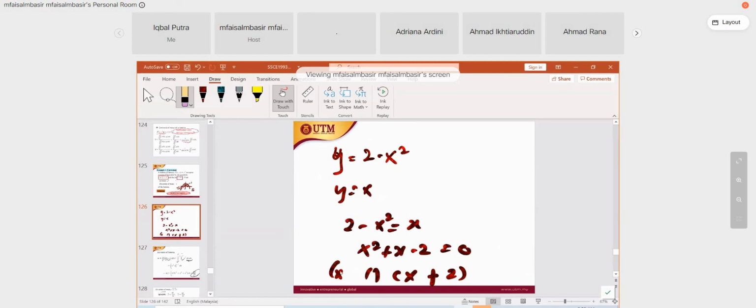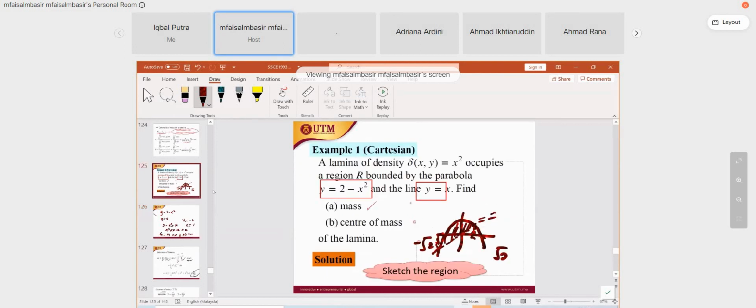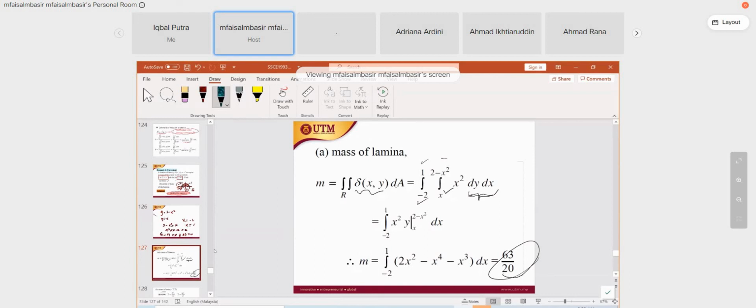So you have x equals -2, x equals 1. For sure this point will be -2, and this point will be 1. So your integration should be from -2 to 1, not negative square root 2 to square root 2, because this square root 2 is for this and this. This is a tricky question. That's why you have to integrate from -2 to 1, because of the simultaneous equation.